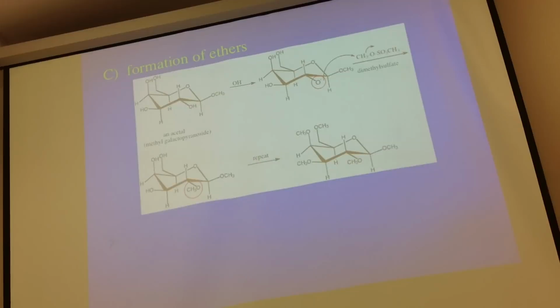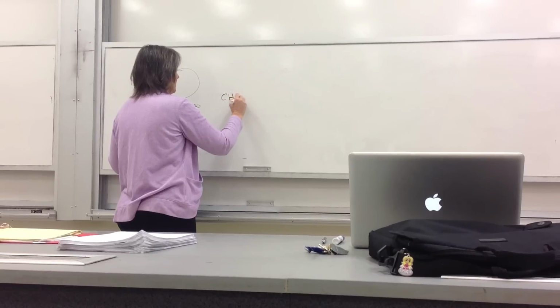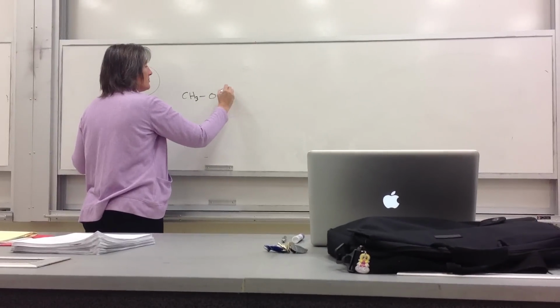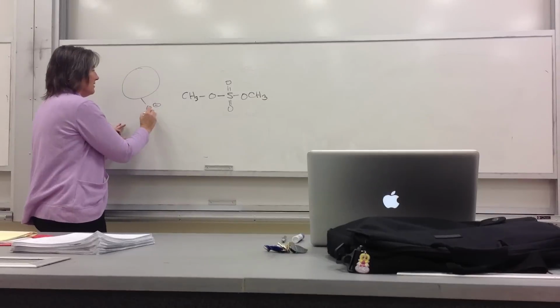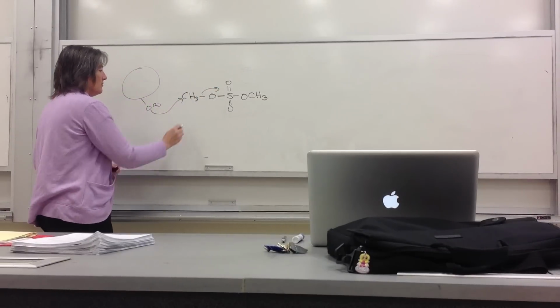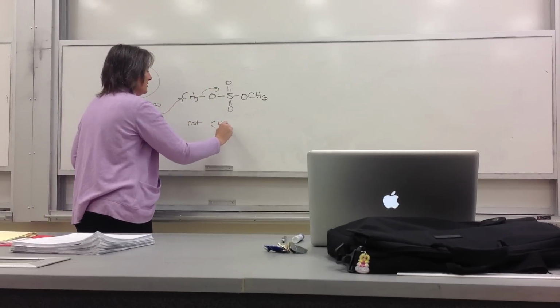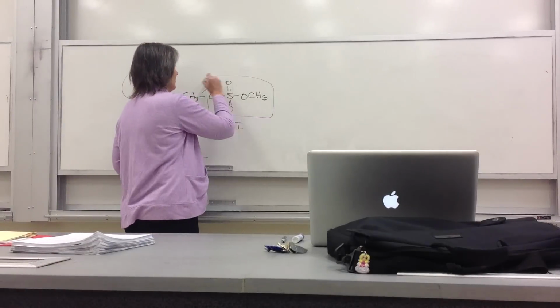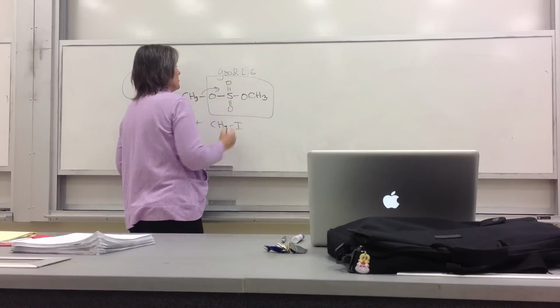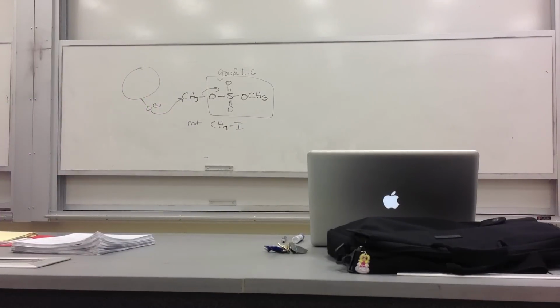I want to add, so here I have my sugar. I have an O minus in my sugar, and I am doing this. Right there, and it does this. Why am I doing that and not, for example, that? It's a what? It's a great leaving group. This leaving group right here is spectacular. And so it's a way of adding a methyl group with a really, really good leaving group, so it'll work really well.